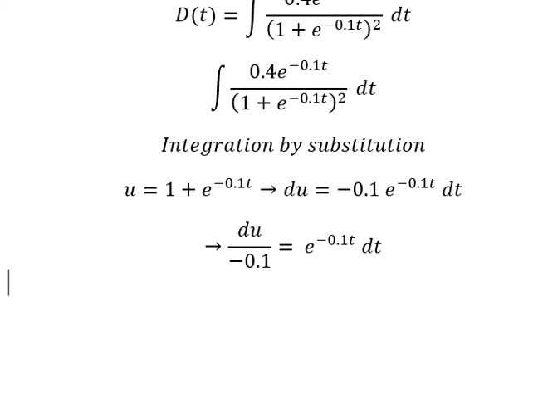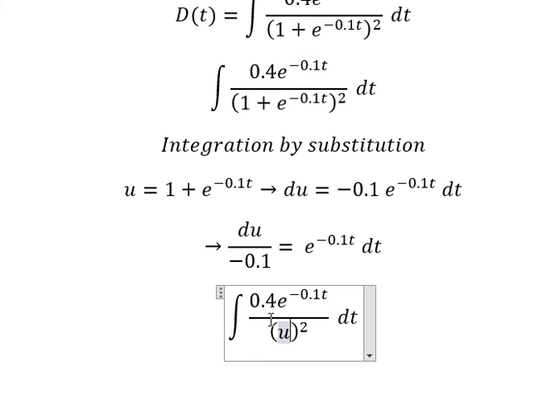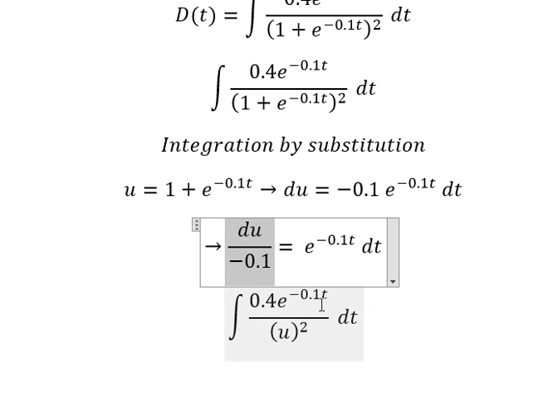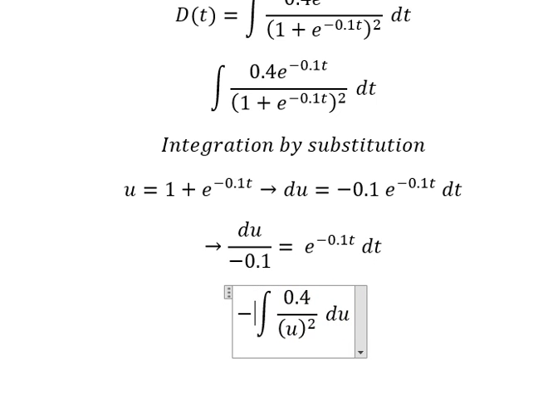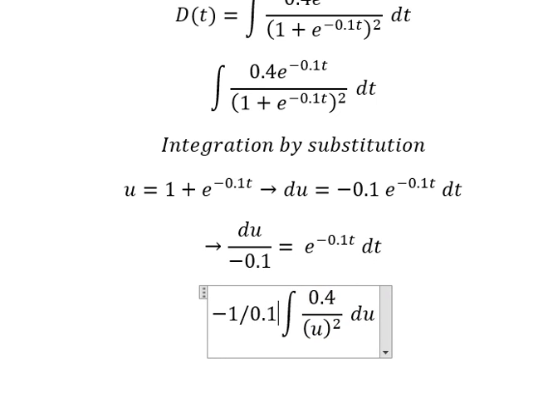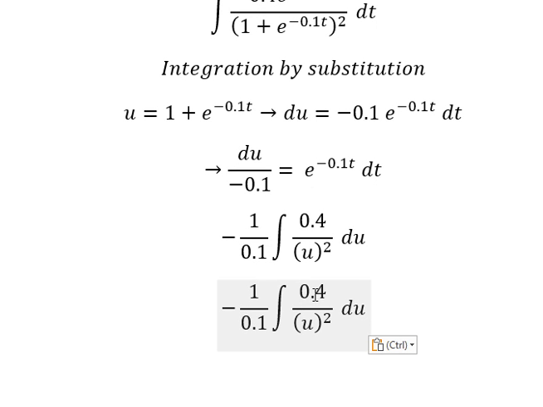So, this one we change by u. E to the power of negative 0.1t dt we change by this one. So 0.4 divided by 0.1, we have number 4.